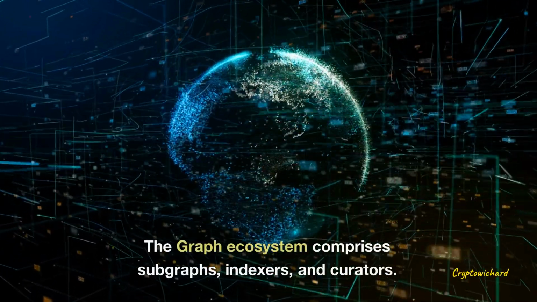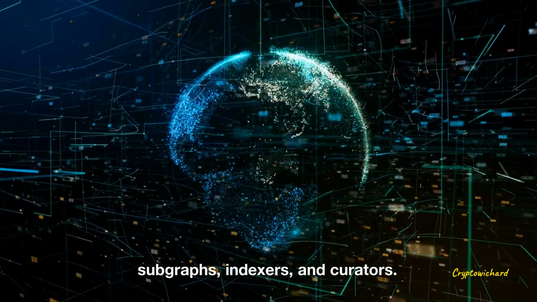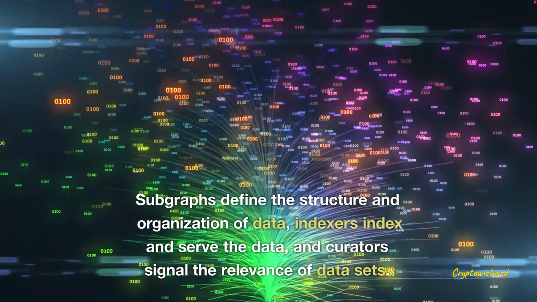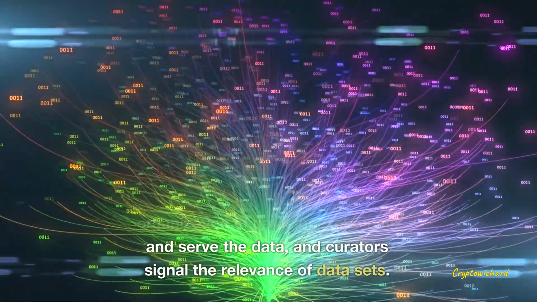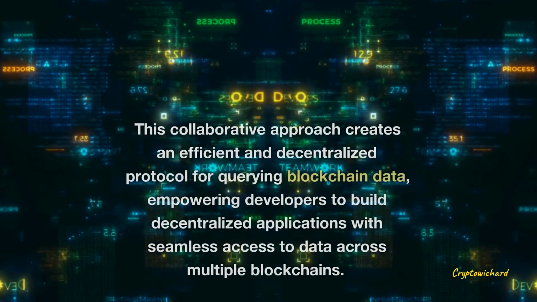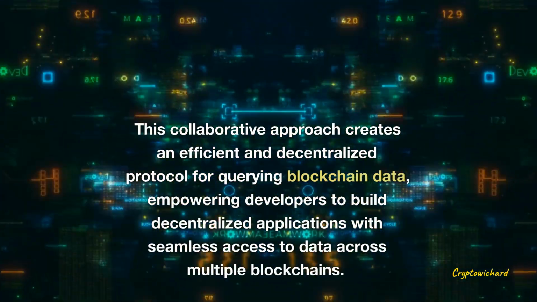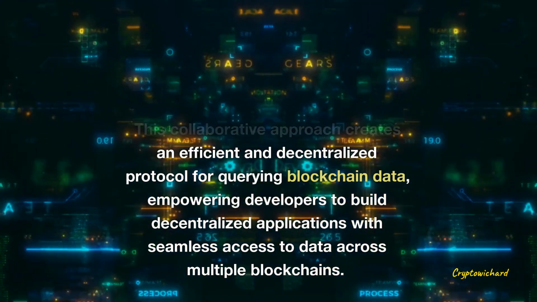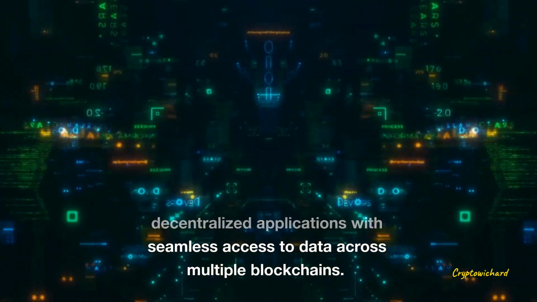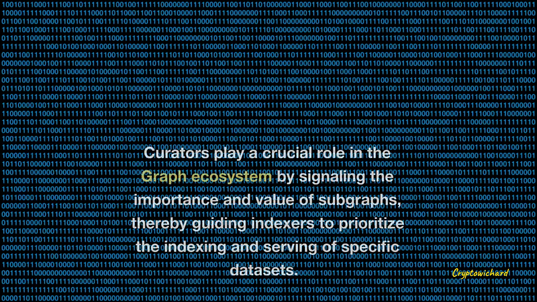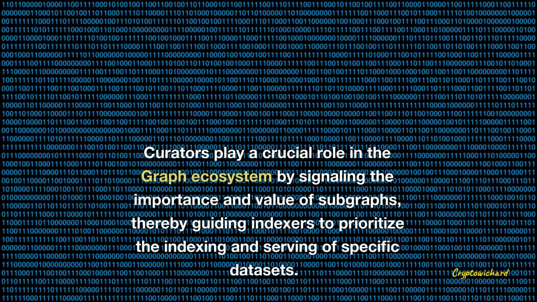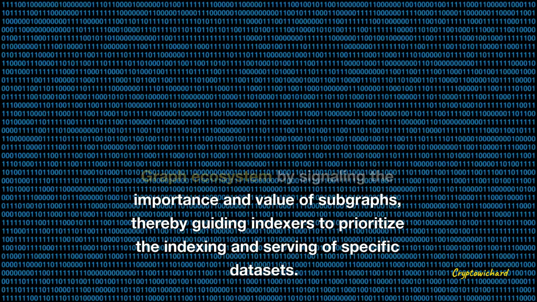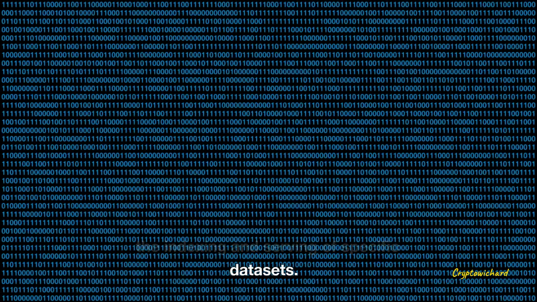The Graph ecosystem comprises subgraphs, indexers, and curators. Subgraphs define the structure and organization of data, indexers index and serve the data, and curators signal the relevance of data sets. This collaborative approach creates an efficient and decentralized protocol for querying blockchain data, empowering developers to build decentralized applications with seamless access to data across multiple blockchains. Curators play a crucial role in the Graph ecosystem by signaling the importance and value of subgraphs, thereby guiding indexers to prioritize the indexing and serving of specific datasets.